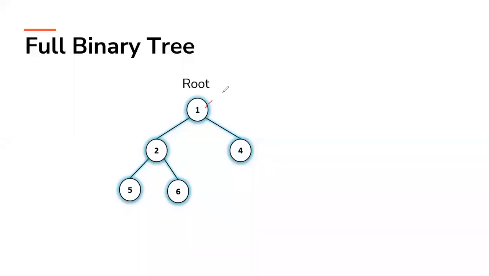So here what is the degree? Here what is the degree? 0. Here what is the degree? 2. Here what is the degree? 0. Here what is the degree? 0. The degree of any node in the whole tree is either 0 or 2. And it is also called a full binary tree.